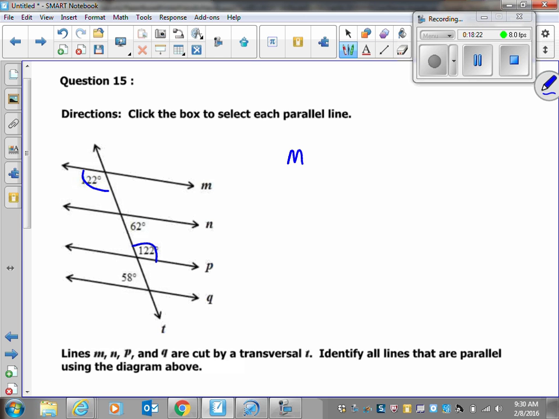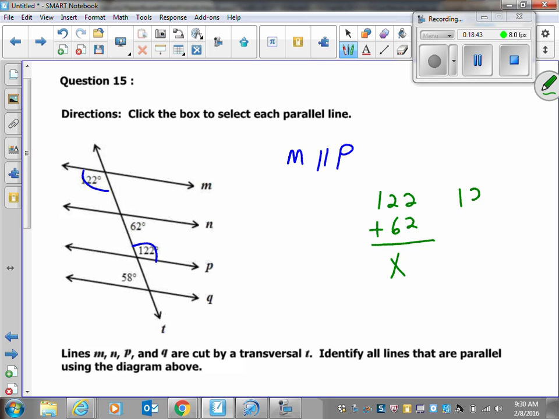So I know M is going to be parallel to P. This is 62, this is 58. They're not going to be congruent, so I know they're not. But I also have to check if they're going to be supplementary. So I'll do 122 plus 62. Is it going to give you 180? No, this is not going to give us 180, right?